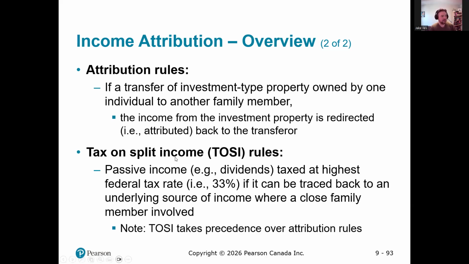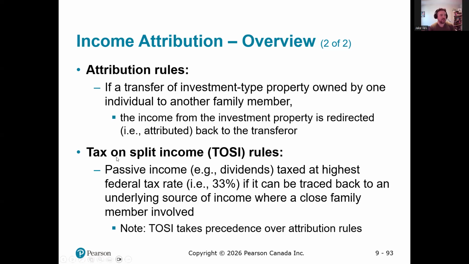Tax on split income is similar to attribution rules. Well, it's similar in that it's a tax penalty or some sort of way to disincentivize these tax splitting arrangements. So tax on split income, called TOSI, applies to dividends if I owned the company. Having shares of a public company, okay, that income amount's going to be applied to me, but say I own a family corporation, and so everyone in the family owns shares. The corporation's going to pay out dividends. Now my children are going to receive dividends.